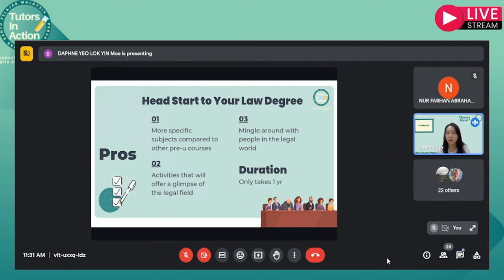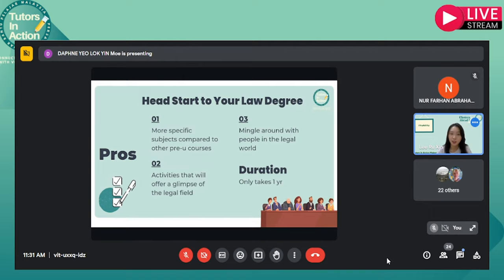And this leads me to my third point, which is you'll be able to mingle around with people in the legal world. For MMU, I feel like the Law Society is doing a really good job in inviting lawyers and judges to give us talks and seminars. And that's how you meet new people in this legal field. That's how you do your networking, especially if you go and participate in external competitions, external activities, where they invite a lot of lawyers, then you get to meet new people.